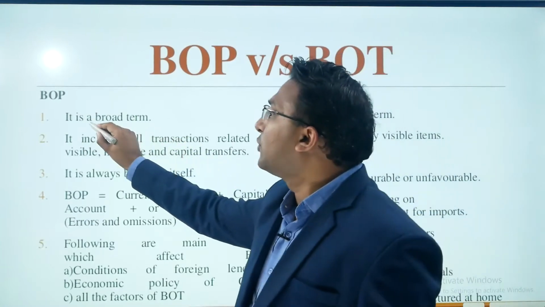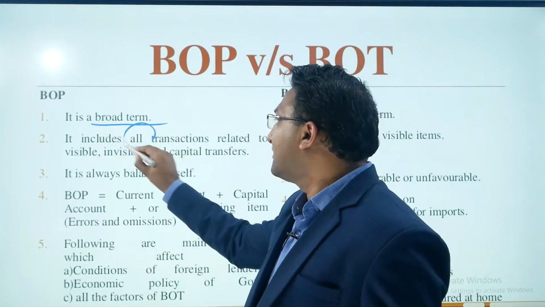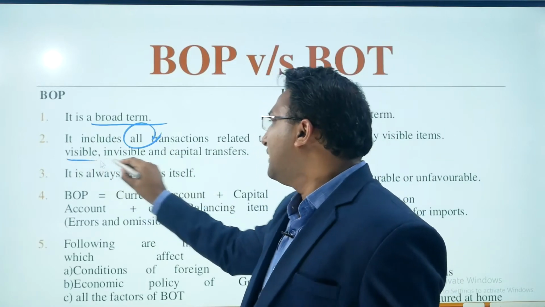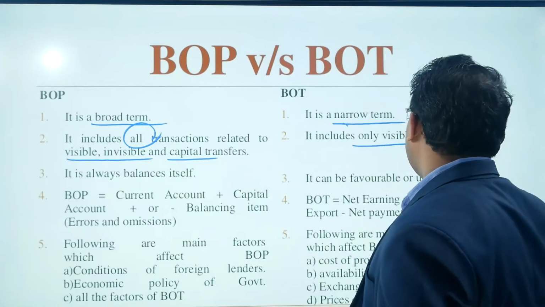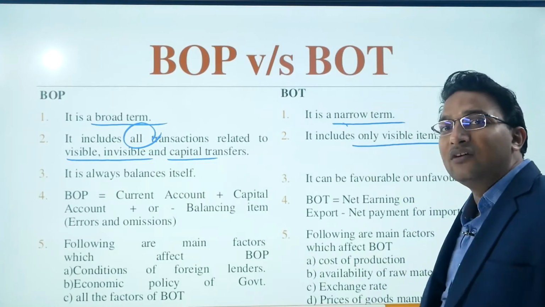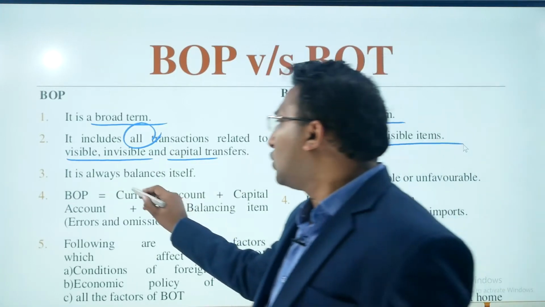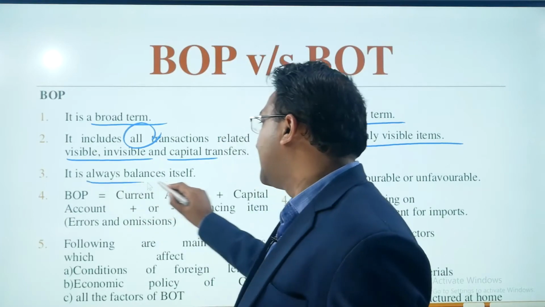Balance of payment is a very broad term because it includes all the transactions, whether they are visible, invisible or capital. Balance of trade is a narrow term because it includes only visible items, only and only visible items. The balance of payment always balances itself, right?